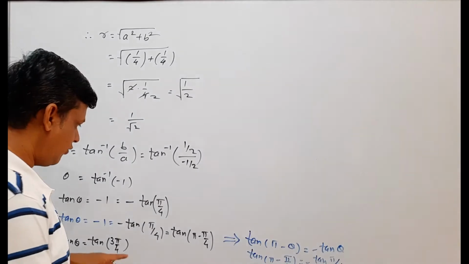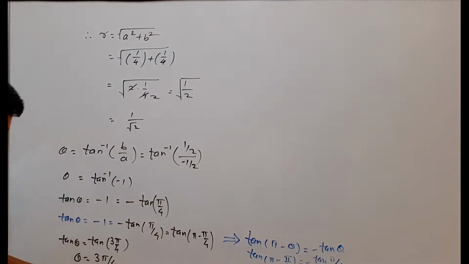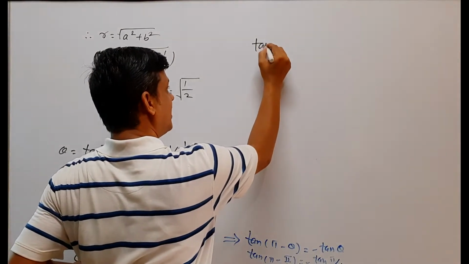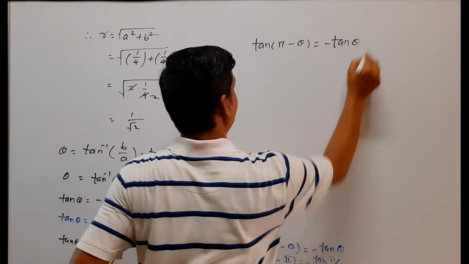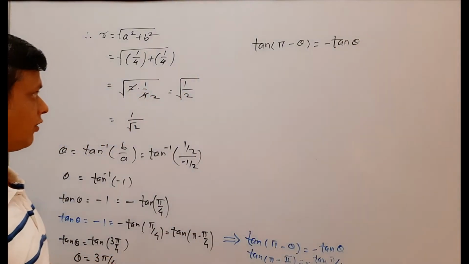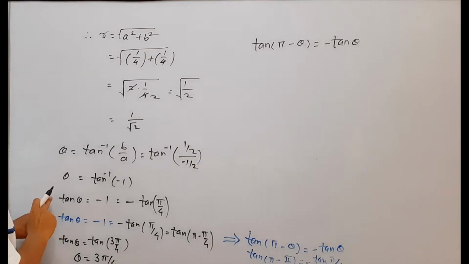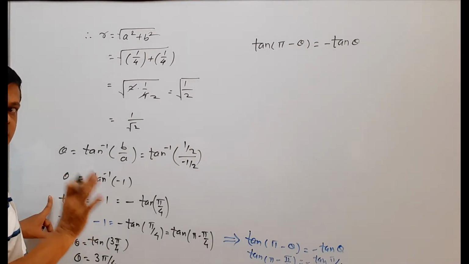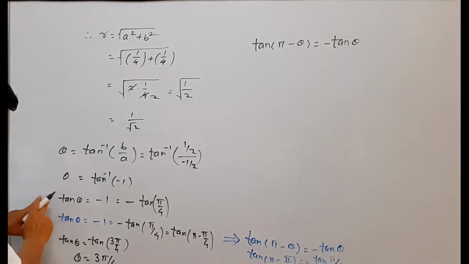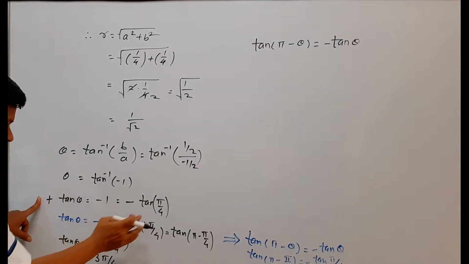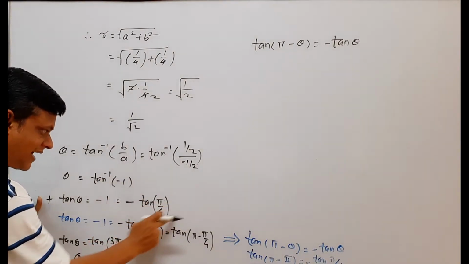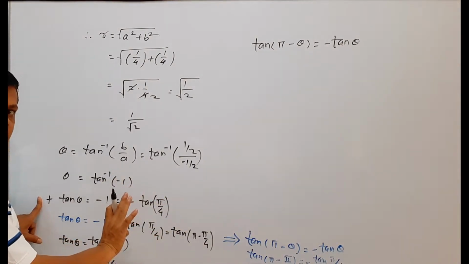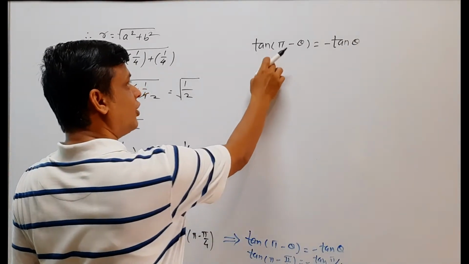Again see how we calculate this: minus tan pi by 4 as is plus tan 3 pi by 4. See here the formula: tan(pi minus theta) is equal to minus tan theta, and for comparing both sides the sign must be the same. Here the sign of this tan is positive and the sign of this tan is negative, so we reduce this RHS to the positive side. For that we use this formula.